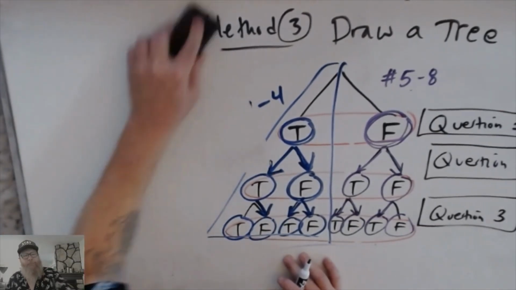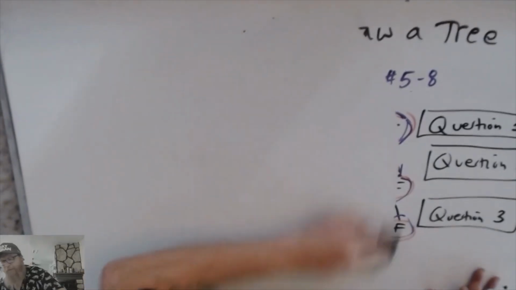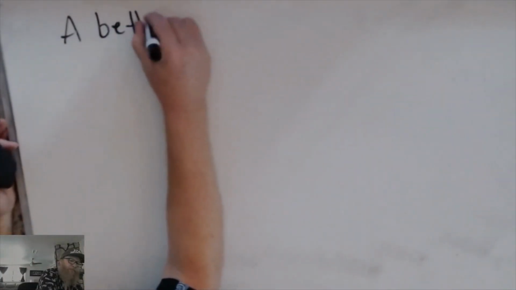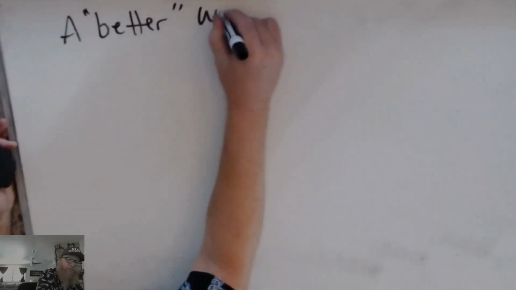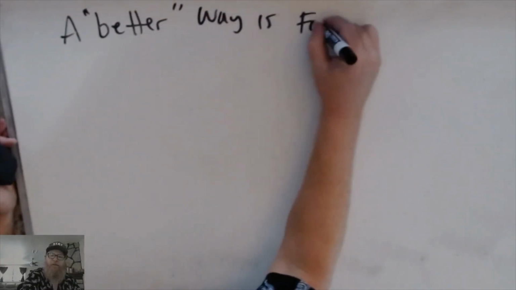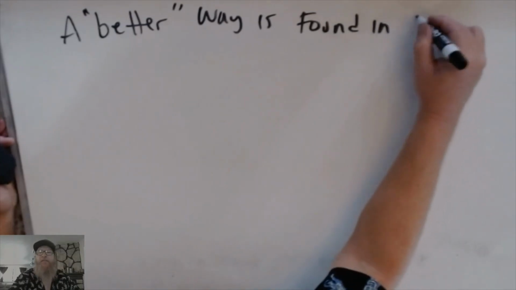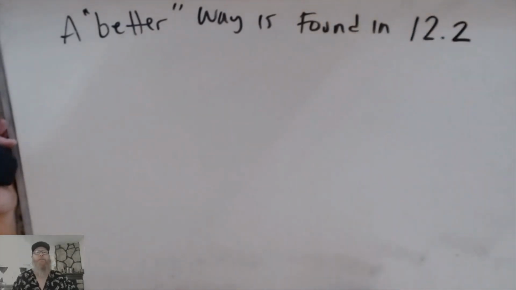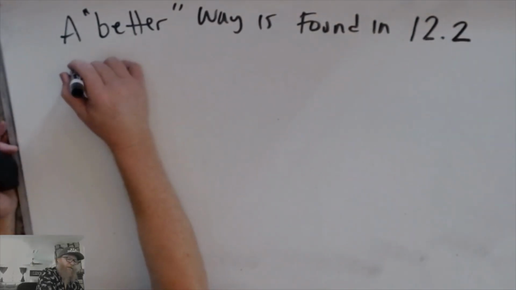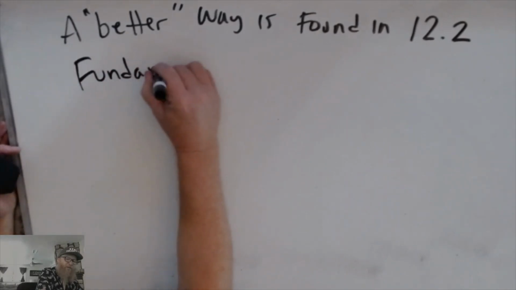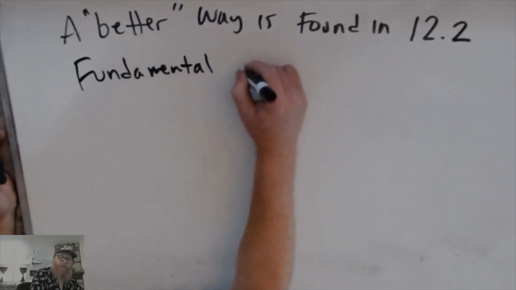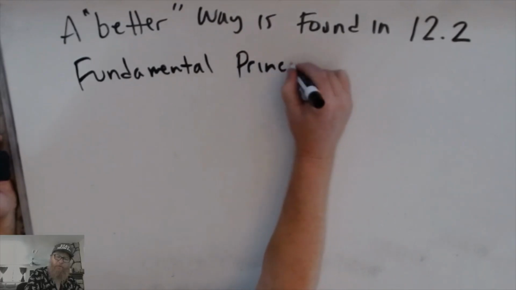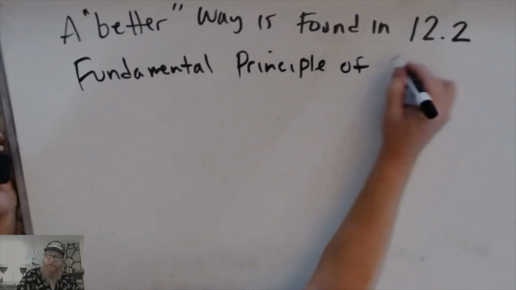There's a better way. And the better way is found in section 12.2. This is called the fundamental principle of counting.